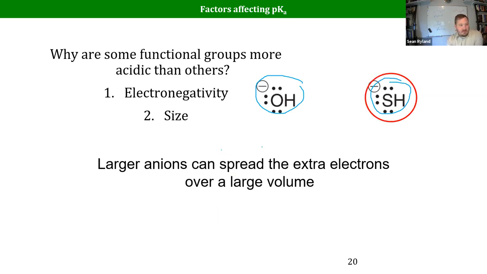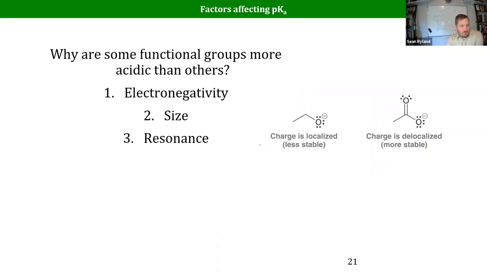So we'll do examples here in a second. And this is the example we just looked at. If we look at an alcohol conjugate base versus the conjugate base of a carboxylic acid, the charge is delocalized when we can have resonance, which means that it's going to be more stable. Versus if we only have all sigma bonds, we don't have any resonance that can happen. That charge has to be on the oxygen, which means it's going to be a lot less stable than being able to spread it back and forth between two oxygens.